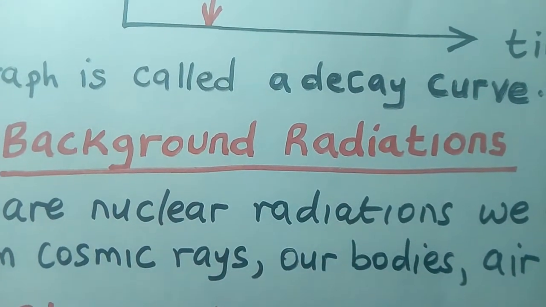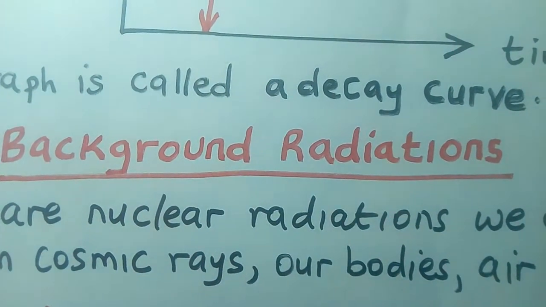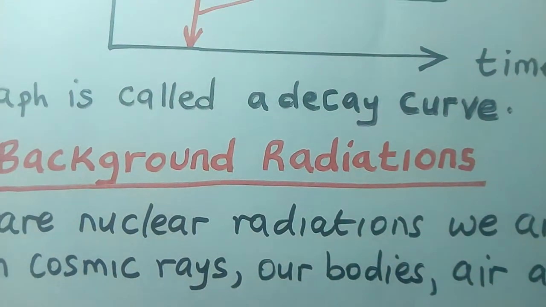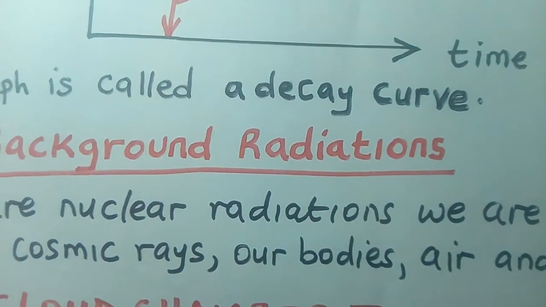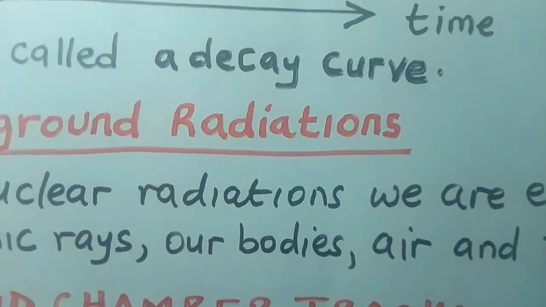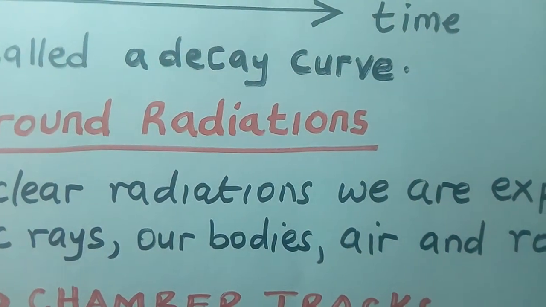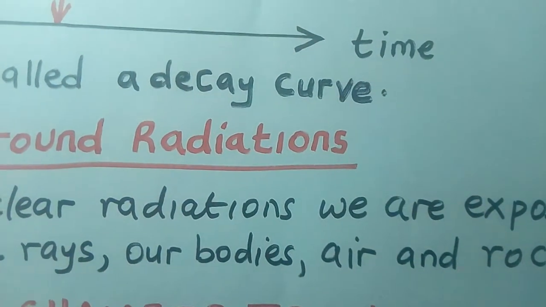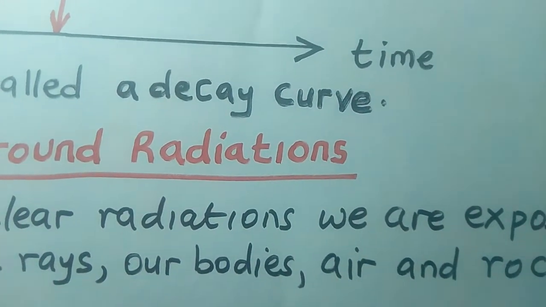Is there anybody who does not receive any heat from the sun? No one. We are all exposed to the sun. So those cosmic rays from the sun contain nuclear radiation, and we are exposed to them. Those radiations we call background radiations. Another source of background radiation is our own bodies. Do you know that in our own bodies we have radioactive substances? Yes, there are some radioactive substances inside our own bodies, and they produce radiations. So we are exposed to that.